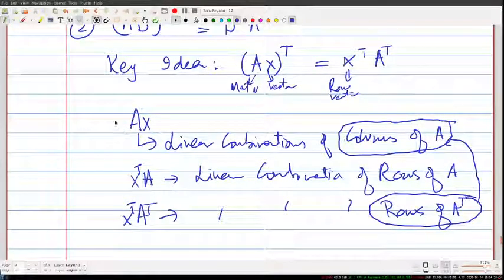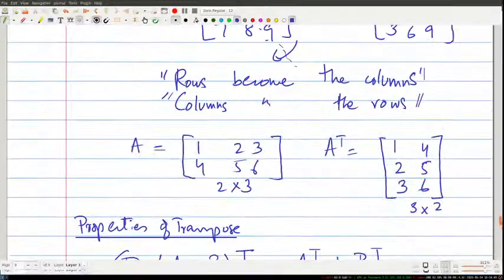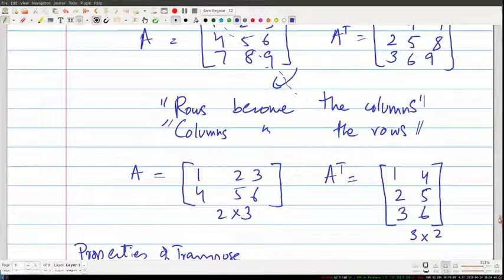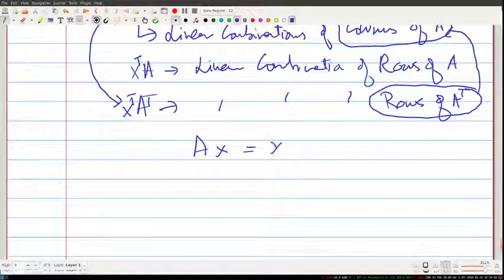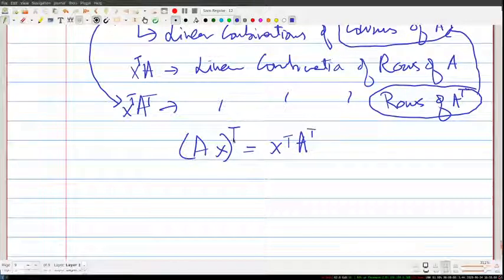So X transpose, so the reason is that when you take A times X, the linear combination of the columns of A, that's the same as taking X transpose times A transpose, which is the linear combination of the rows of A transpose. And the rows of A transpose, because that's how we defined A transpose, the rows become the columns and the columns become the rows, so the columns of A are the rows of A transpose. So we have a nice little fact, that's the key idea, that AX transpose is the same as X transpose A transpose. So it's the same thing but just flipped. This is a column vector, this is a row vector.